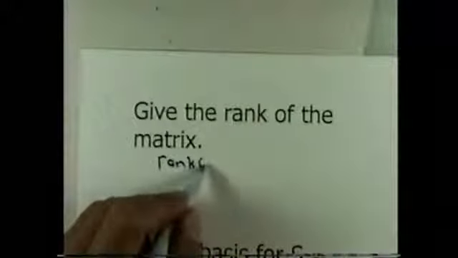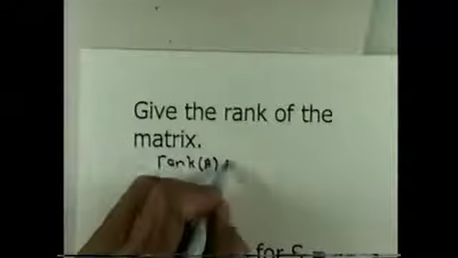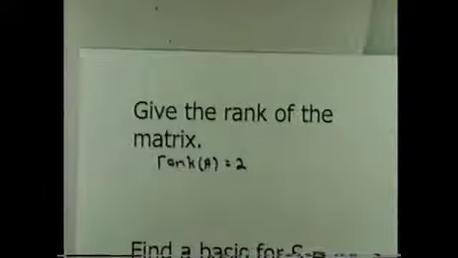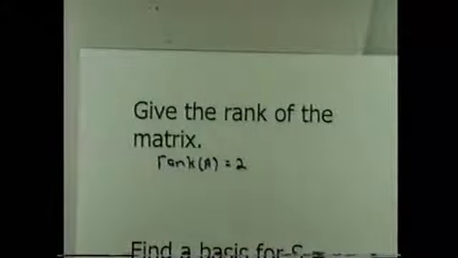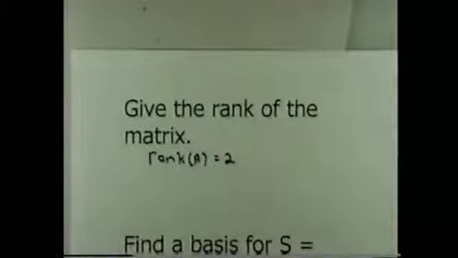So we say the rank of A is 2. Now recall that we said the rank of the row space would be the same as the rank of the column space. Well, the row space had 2 vectors and the column space had 2 vectors. So we see the rank of the row space is the same as the rank of the column space, and that would be the rank of the matrix.